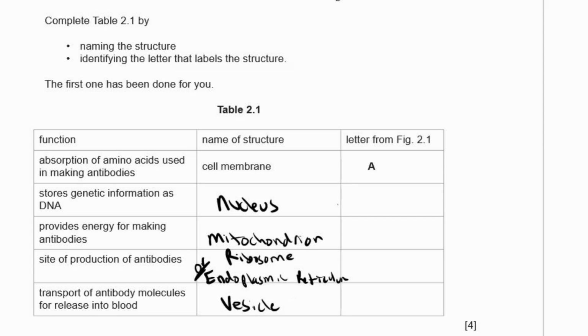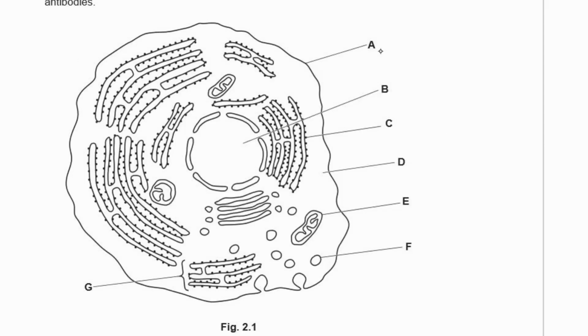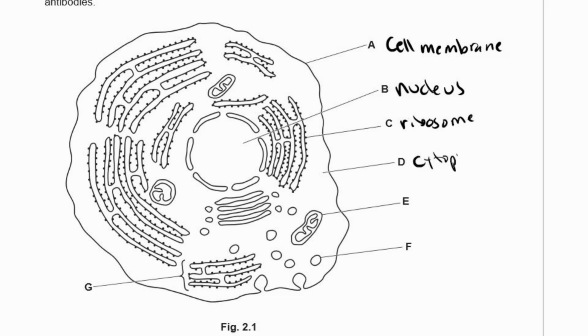Okay, so let's look to see what we can find on the figure. Okay, so here are the structures. We have, first of all, the outside, we have the cell membrane. The second one, that's the nucleus. You can even see the little pores in it. C, that's pointing to that little dot, that's the ribosome. D, that's the cytoplasm. E, that's a mitochondrion. F, that's a vesicle. And G, that's the endoplasmic reticulum.